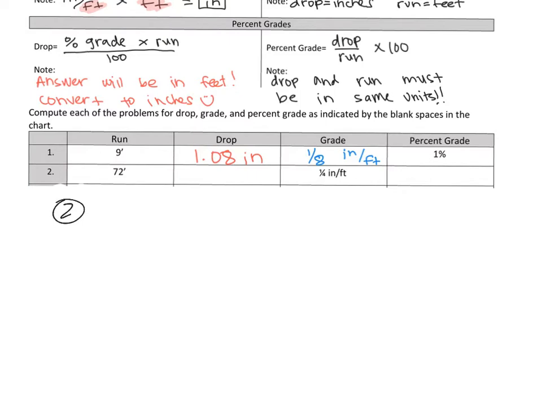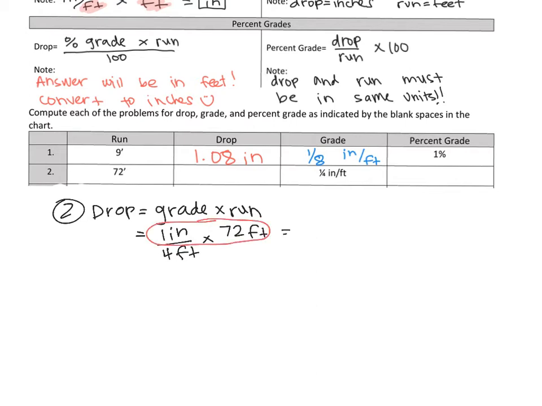The first thing we need to find is the drop. And we have 2 formulas for drop. This one we're going to do drop equals the grade multiplied by the run, because that's the information that we have. Our grade is 1 inch for every 4 feet, multiplied by our run, which is 72 feet. If I calculate this, when I multiply the tops together, I'm going to get 1 times 72, which is 72, but then I have inches and feet. On the bottom, all I have left is 4 feet.